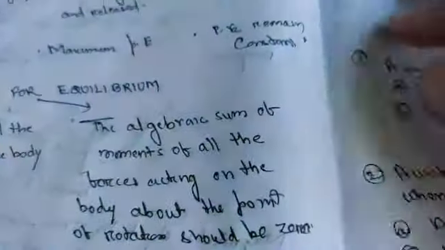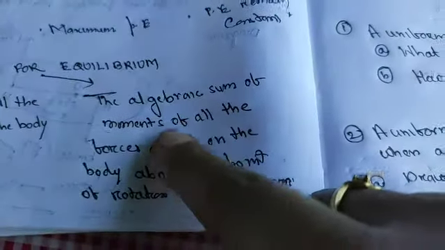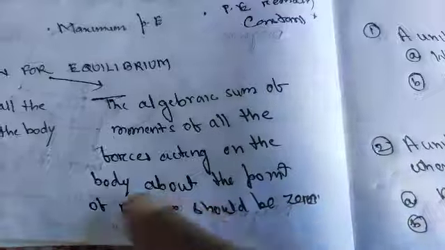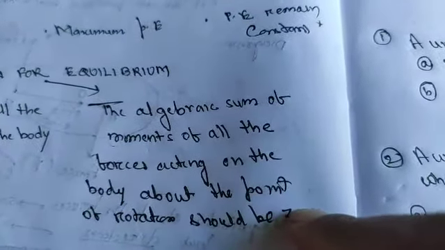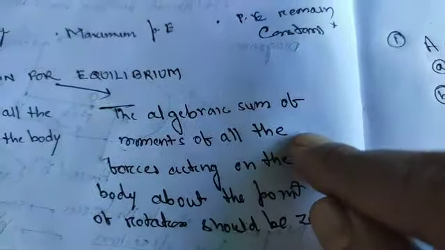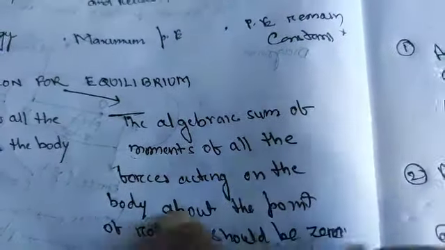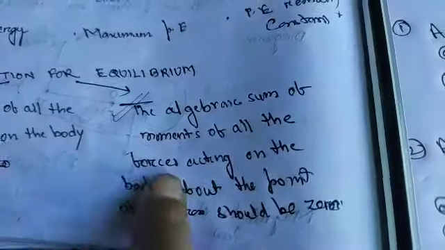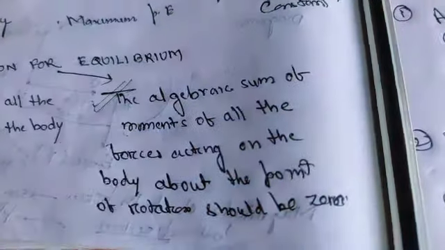Now the second point: the algebraic sum of moments of all the forces acting on the body about the point of rotation should be 0. Means what? The sum of anti-clockwise moments should be equal to the sum of clockwise moments. So this second point I can say is the most important point, students, which you have to remember. And this point is also in the form of the principle of moments.